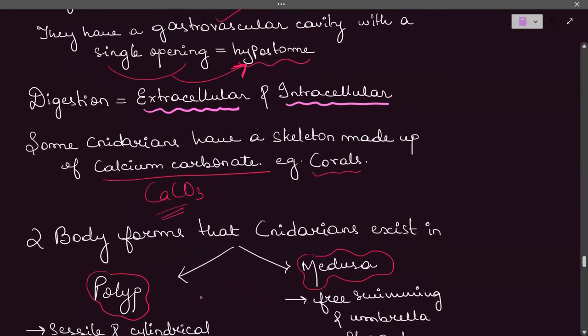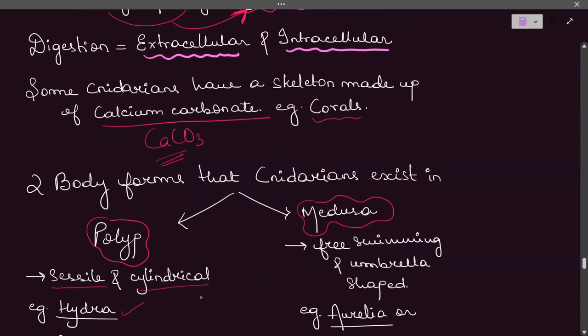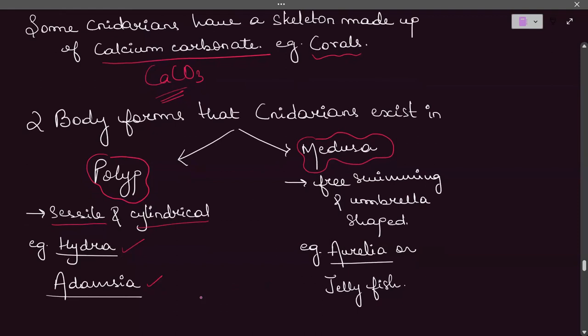Some cnidarians have a skeleton that is made up of calcium carbonate. The corals that are found in the ocean are cnidarians only, and their skeleton is made up of calcium carbonate, CaCO3. Now, in their entire life, the cnidarians can actually exist in two forms.